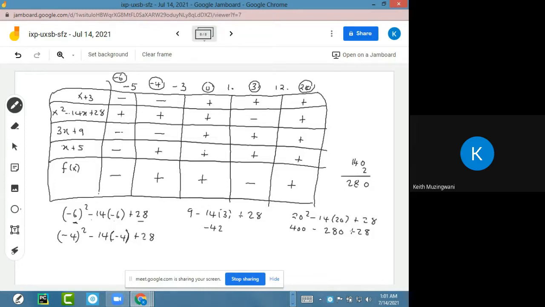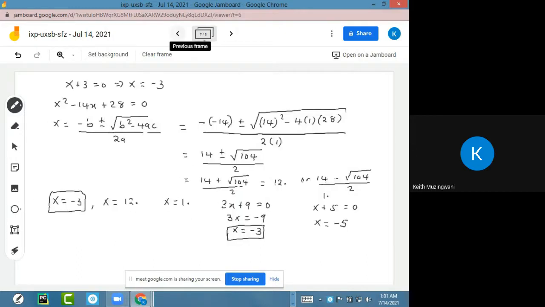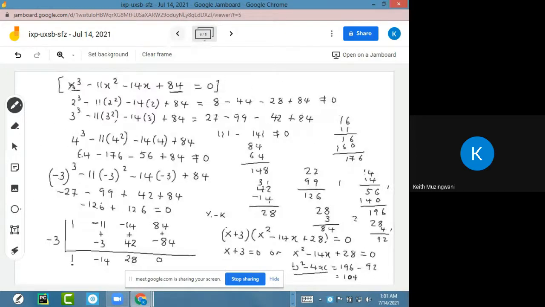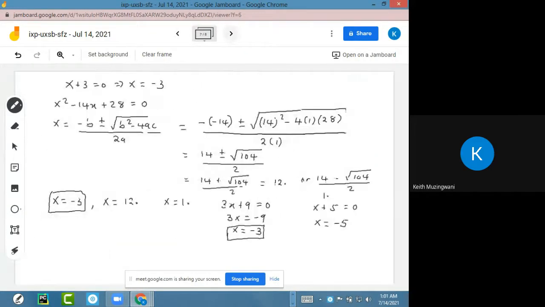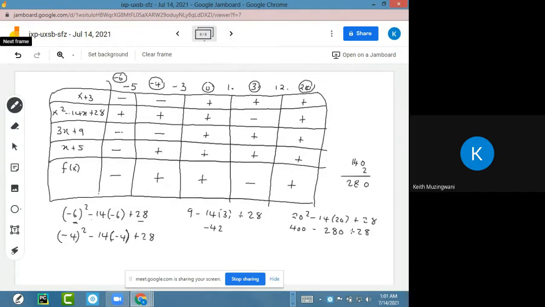So we want where it is what? Let's go back to our question and check what we've been looking for. An interval where this expression is greater than 0. So where it is greater than 0, the solution set is going to be starting from -5 all the way up to -3.